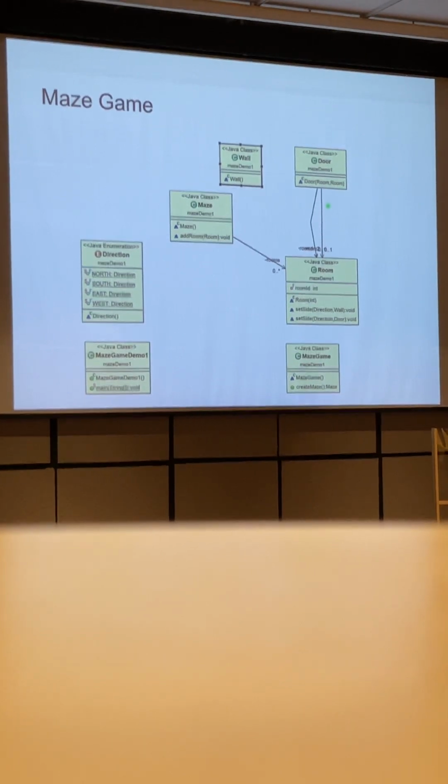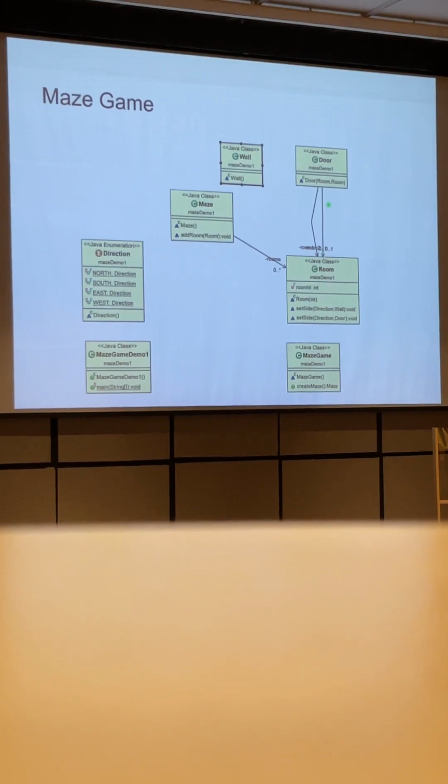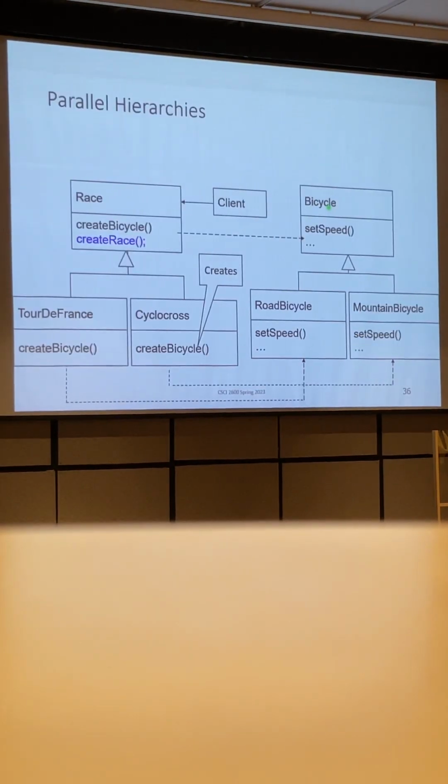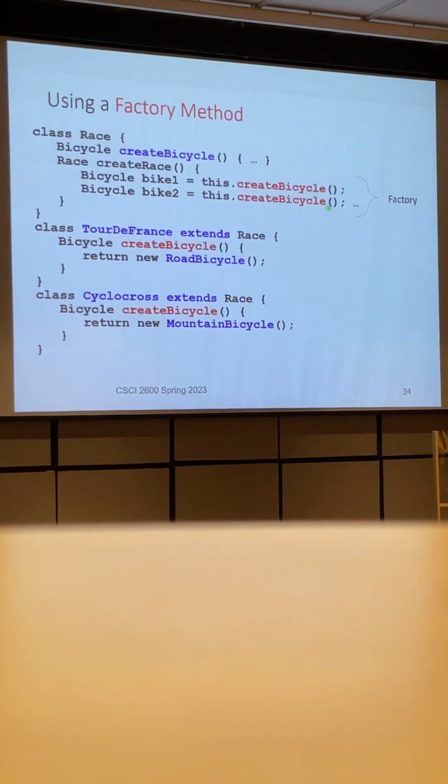I'm just so confused on factory methods. I'm so confused on kind of like what it is specifically. Does that make sense?